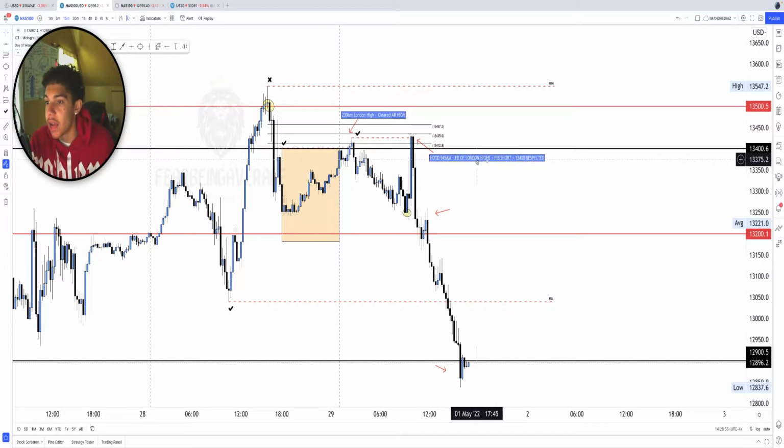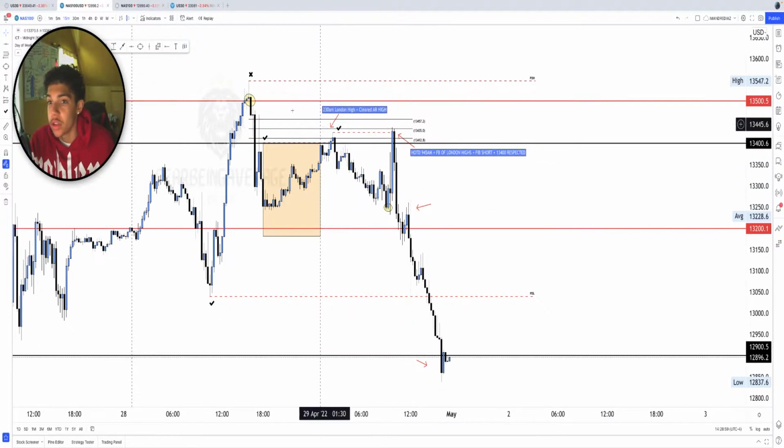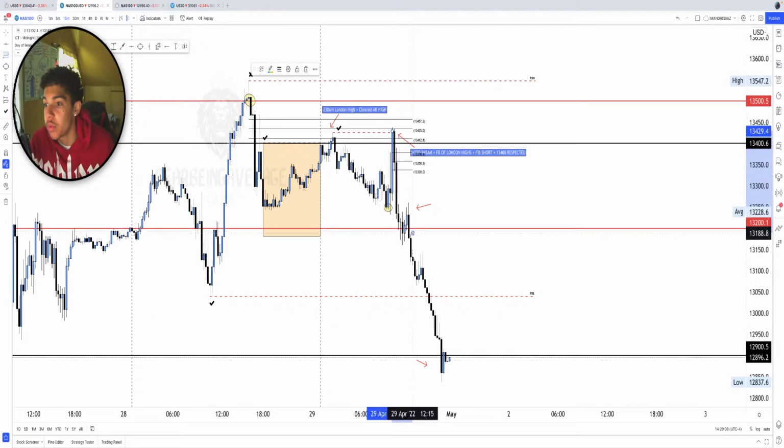So now that we have this high of the day, we have this London session high that got cleared, we're going to look at this area here. So what I'm going to do is look at the fib. I'm going to draw it from this high. Why this high? Because this is the high of the day and the highest point that we have for this Friday. And we're going to pull our fib from here.